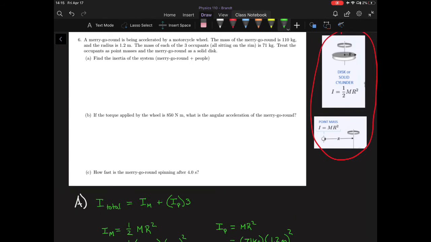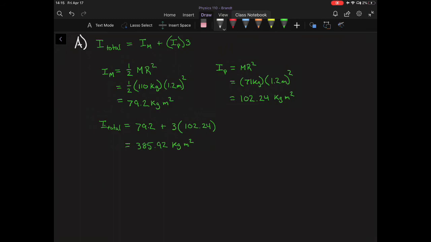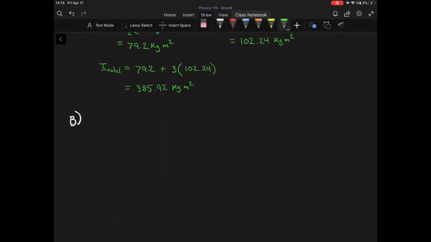For part B, we're trying to find the torque applied by the wheel. If the torque is 850 newton meters applied by the wheel of the bicycle, what's the angular acceleration of the merry-go-round? So let's go down here for part B. We're looking for torque based on I, and we're looking for angular acceleration. So torque equals I alpha. That's the equation we want to use.